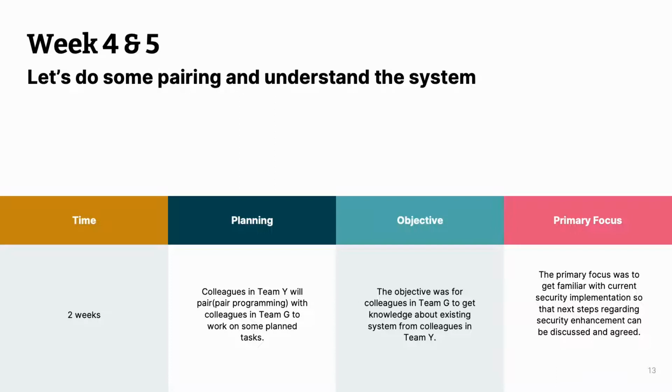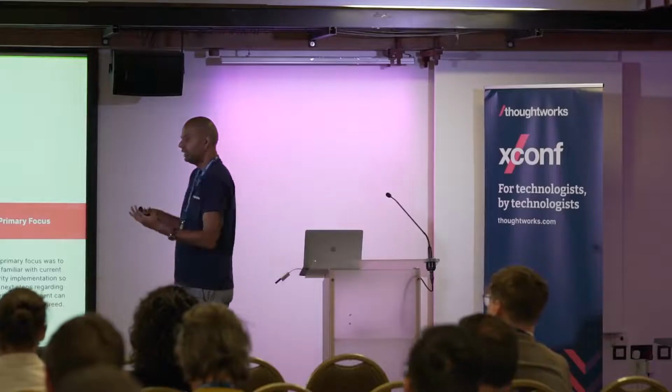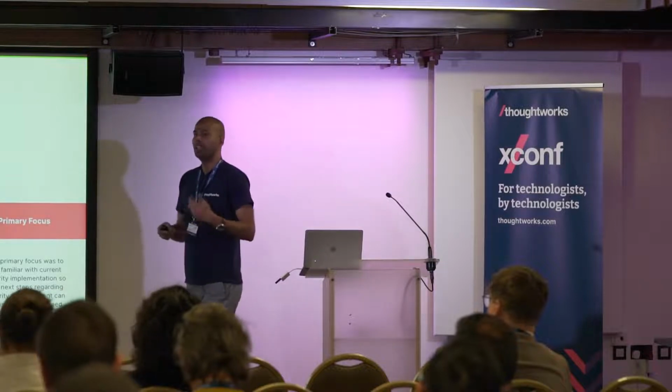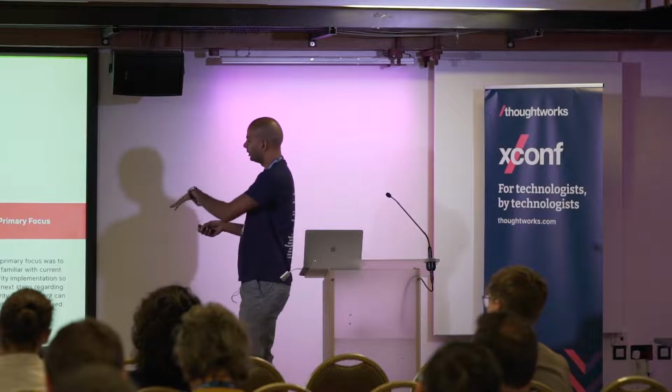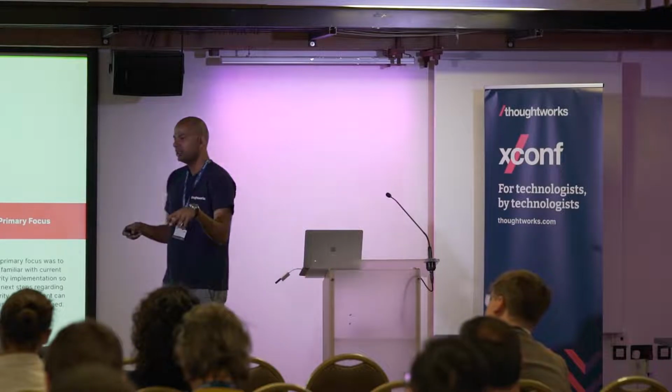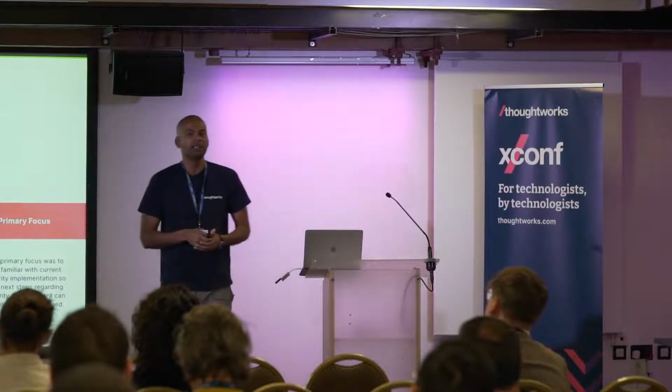As part of pairing, a colleague from Team Y and another colleague from Team G started to pair and work together. The main idea of this pairing was to discuss things and to exchange knowledge so that Team G can understand the system that Team Y had implemented. And then to see if there's some problem with the system so that they can find the problems and then start to fix them. That's our primary focus, basically, to look into the system from a security point of view and then find out if there are any security enhancements that can be done in the system.